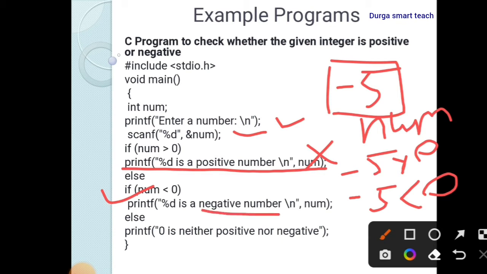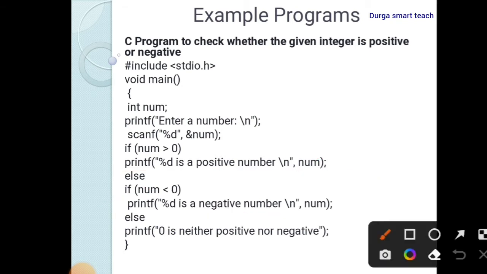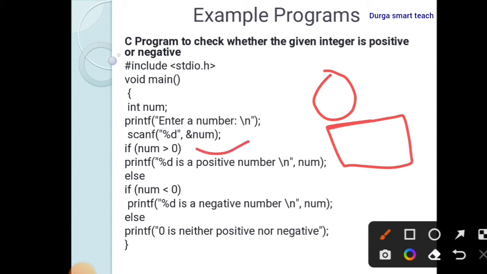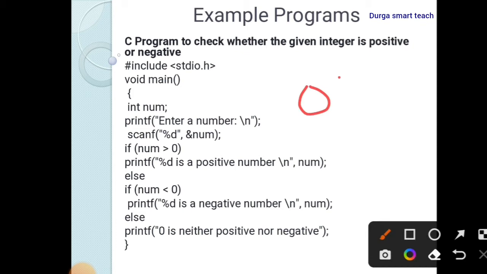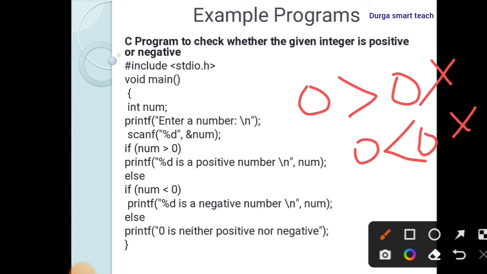Suppose the user given value is 0, so 0 is neither positive nor negative. So first it checks num greater than 0. Here the given number is 0, greater than 0. Is it true? No. 0 less than 0. Is it true? No. Else it prints 0 is neither negative nor positive. So in this way we can find out whether the given number is positive or negative.